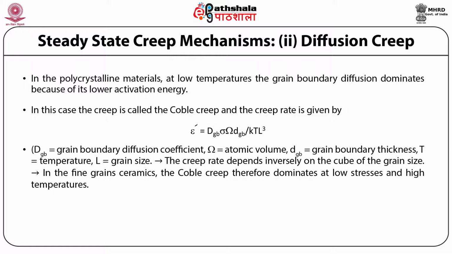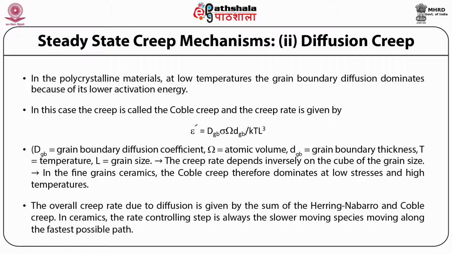In the fine grain ceramics, the Coble creep therefore dominates at lower stresses and higher temperatures. So the overall creep rate due to diffusion is given by the sum of Herring-Nabarro and Coble creep. In ceramics, the rate controlling step is always the slower moving species moving along the fastest possible path.